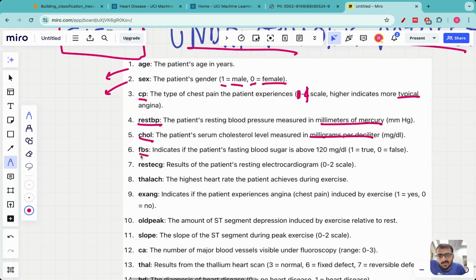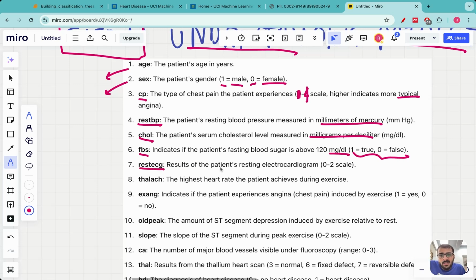Then FBS is the patient's fasting blood sugar level, but it's not just that level. The FBS is actually a categorical variable which indicates if the patient's fasting blood sugar is above 120 mg per dl. If it's above, it's not very good. As we know, it can lead to more symptoms of diseases. So this variable takes values of either 1 or 0. If it's 1, it means the patient's fasting blood sugar is more than 120. If it's 0, it's less than 120.